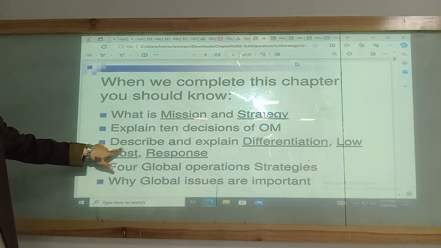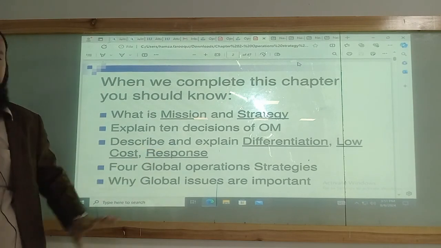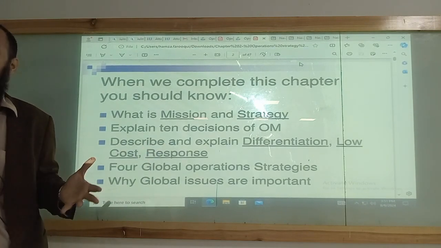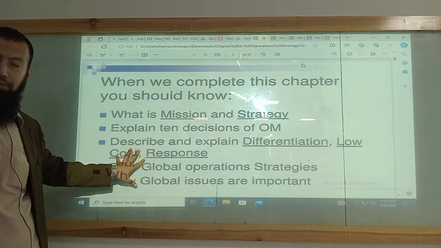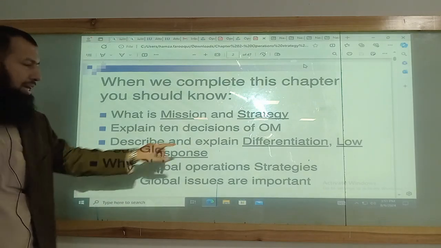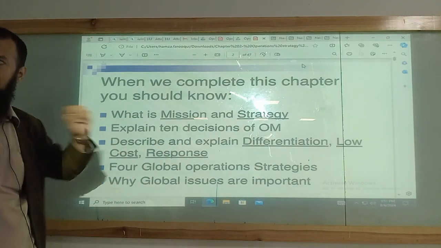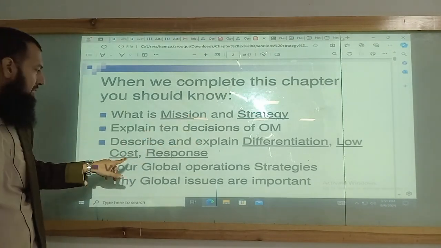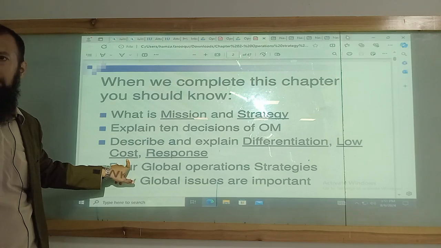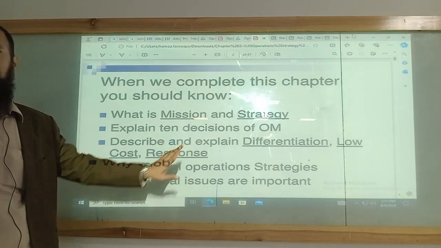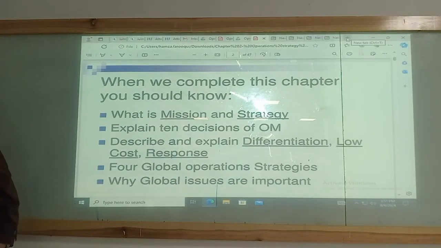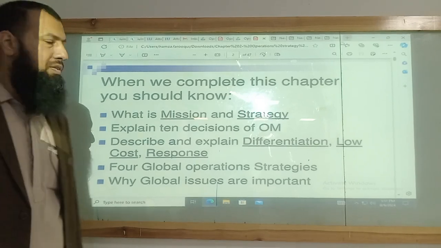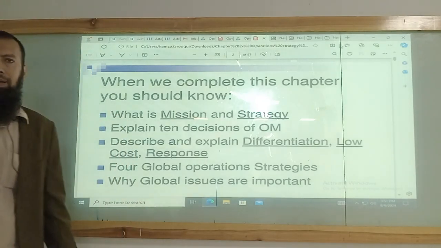Describe and explain differentiation, cost and response. This is basically, it's a comparative strategy. So we will be discussing about the comparative strategy. Keep writing this. So there are 3 comparative strategies. Write it down. There are 3 comparative strategies which we will be discussing. That is the differentiation, cost effective, low cost and response. 3 comparative strategy we will be discussing in these slides in this chapter.